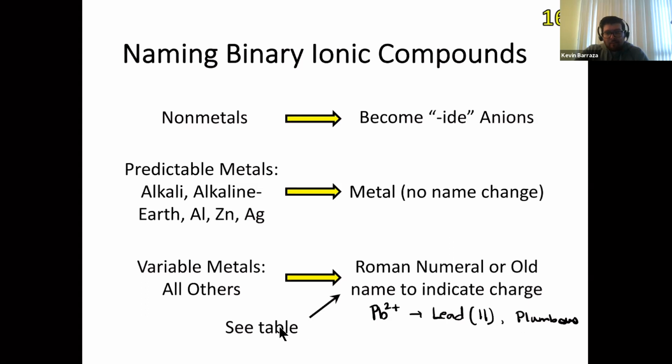Now, I mentioned a table because in the video and in the module, I have a downloadable table of how the naming works for these examples. So I gave you the example of lead(II), plumbous. All of the other ones you need to know are in that table in the module. In this case, we're in module 7. So that is going to be the go-to place.